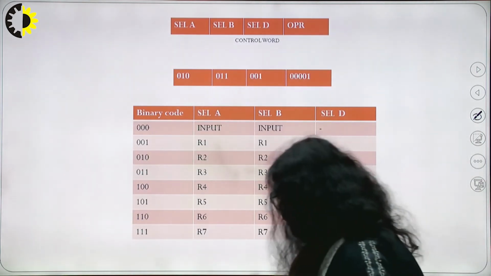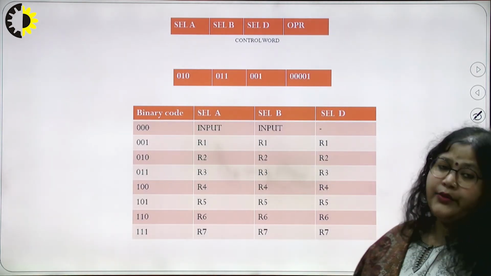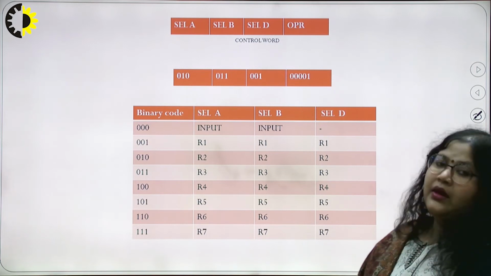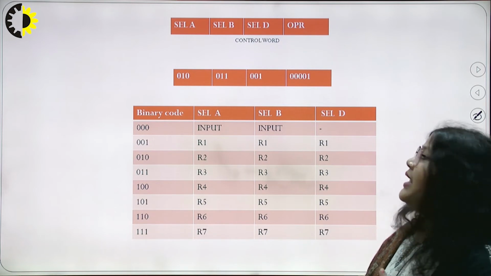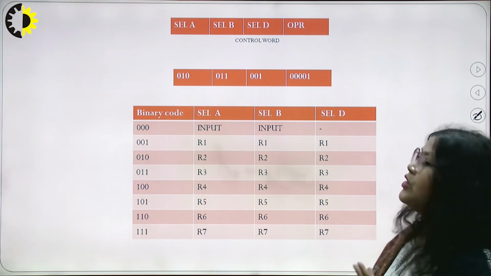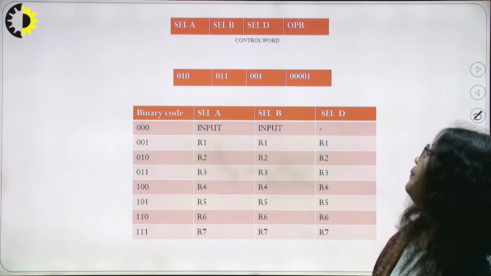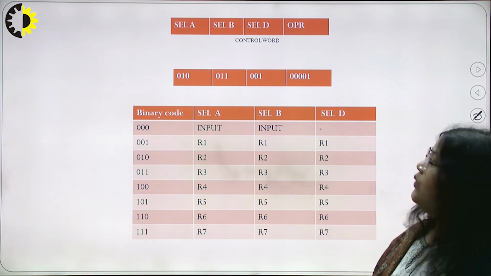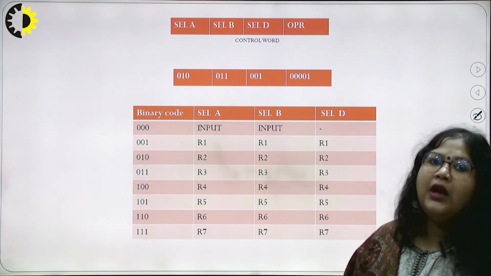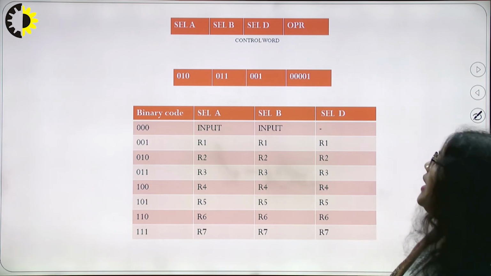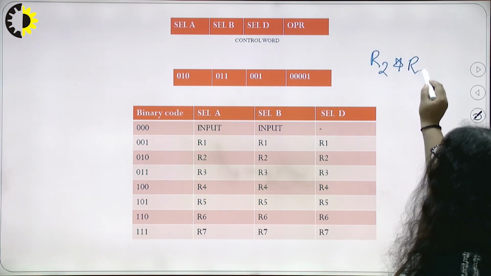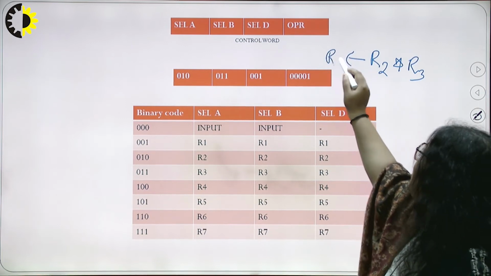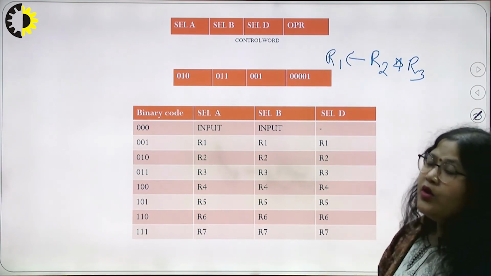Now move on to the control word. Basically, this is very important. What is the control word? The control word has 4 basic input values: select A by the mux A, select B by the mux B, select D by the input bits of the decoder, and OPR bits for the ALU. If we take the operation R2 multiplied by R3 transfers to R1, what is the control word in this case?